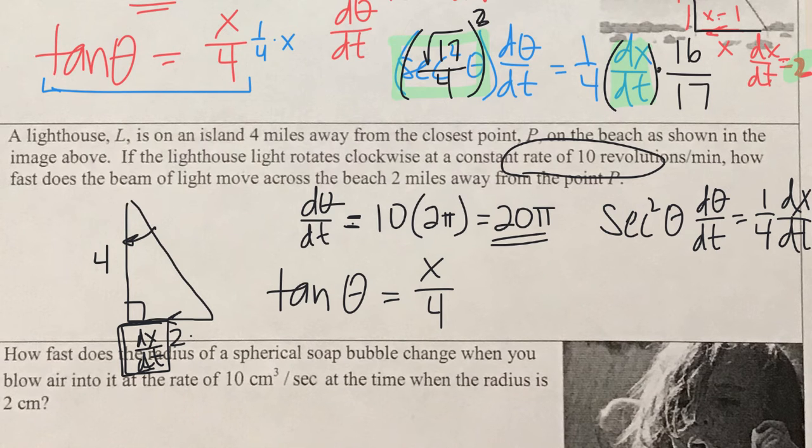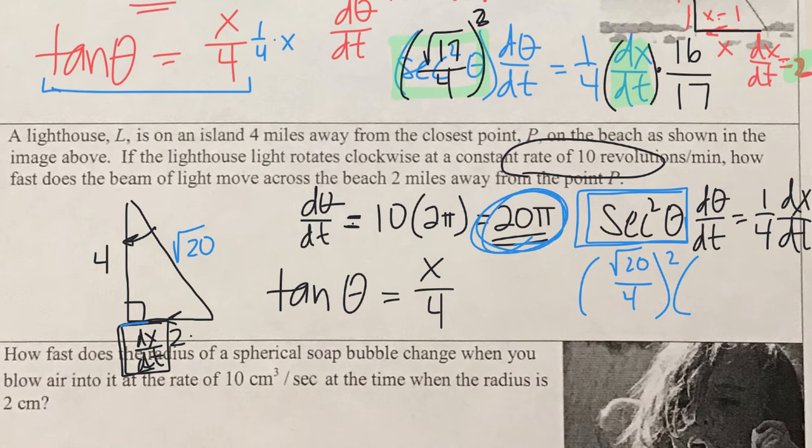So once again, we do that same type of thing, and we use our ratio in order to find, in this case, 4 squared plus 2 squared, that's root 20, right? 16 plus 4 is 20, so the hypotenuse is root 20. Your secant in this case will be root 20 over 4, that we're going to square. Then we have our 20 pi, which is our d theta/dt. We can multiply both sides by 4 and do some simplifying, and that will tell us what our dx/dt is. Okay, so hopefully you're getting the point of this.